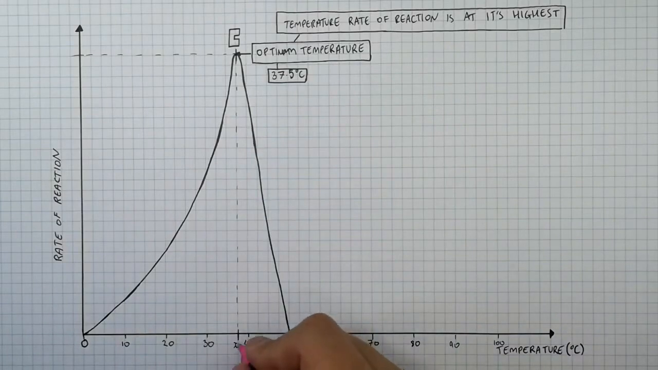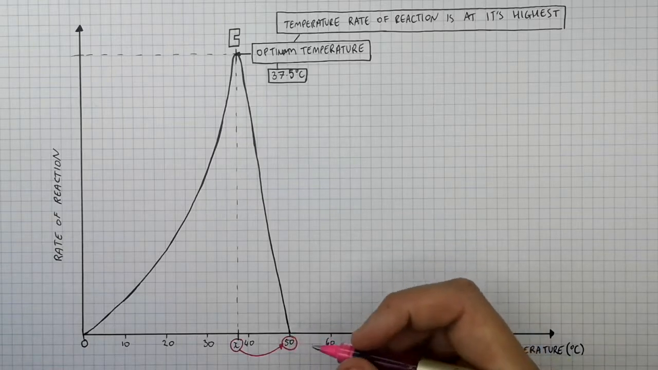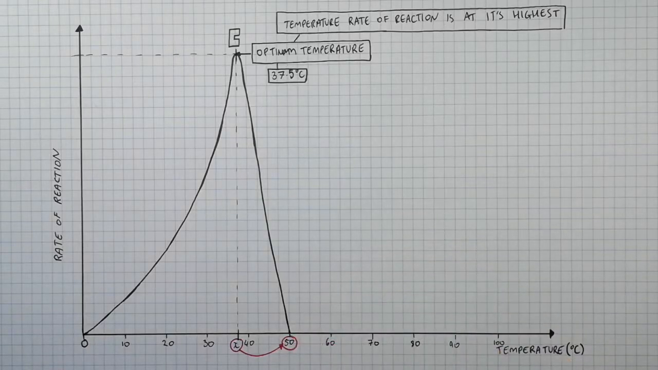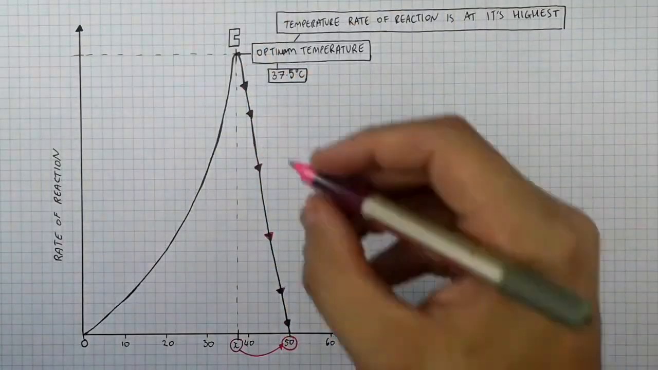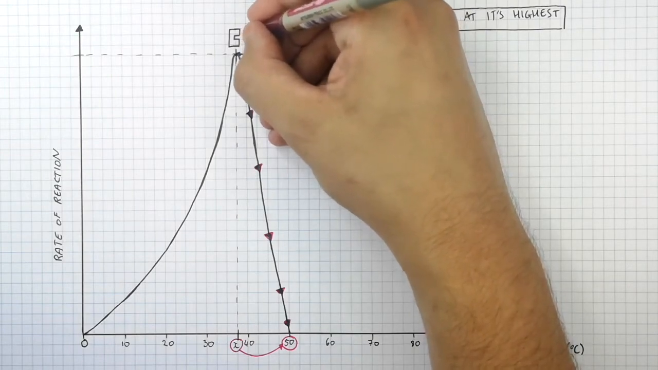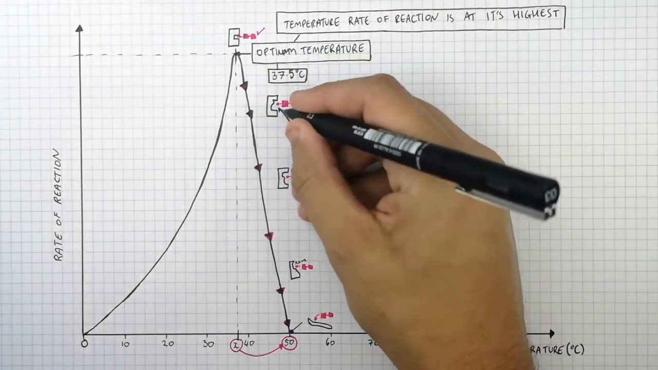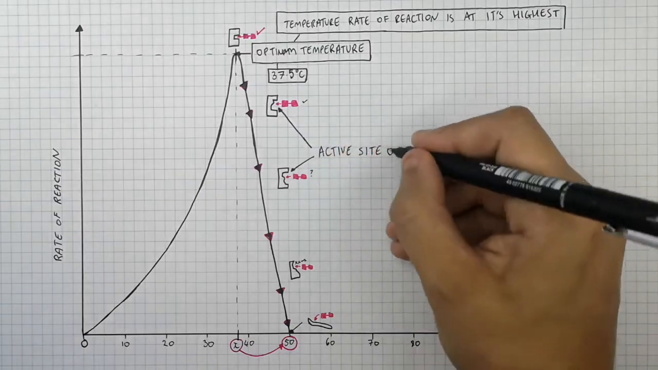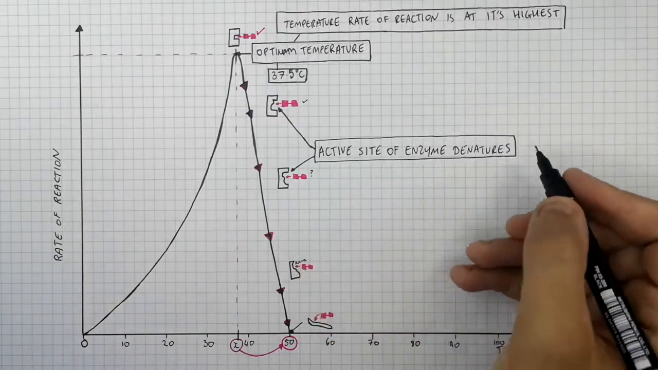So if we increase the temperature from 37.5 degrees Celsius, which is the optimum temperature, above the optimum temperature, in this case to 50 degrees Celsius, the rate of reaction decreases. So at its optimum temperature, the enzyme is breaking down or making products at its maximum rate. So as you increase the temperature above its optimum temperature, the active site of the enzyme denatures. It denatures, it changes shape.